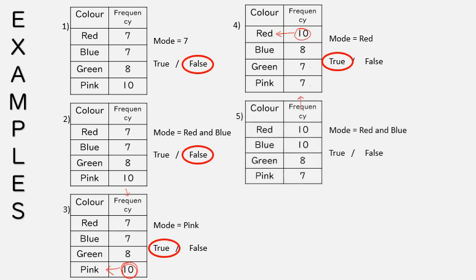This one here, they're saying the mode is red and blue. Well, we'll look at the frequency, and both red and blue have the highest. So if you have more than one group or category that has the same frequency and they're the highest, then they can both be the mode. So in this set of data, we've got 2 modes. Both red and blue came up 10 times.